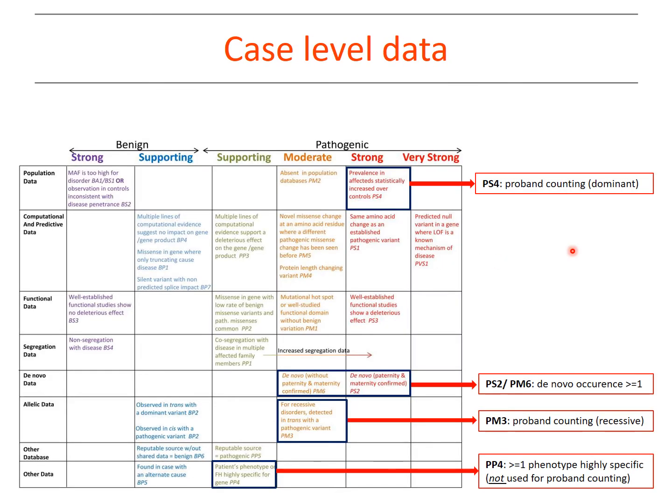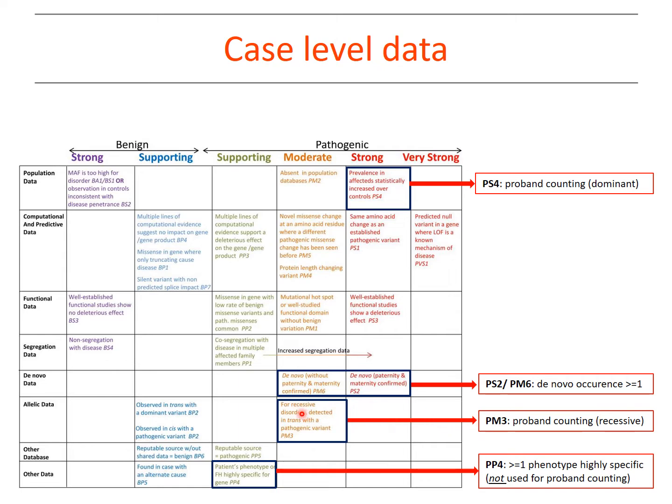Let's now take a look at case level data, and these are PS4, PS2, PM6, PM3, and PP4. So PS4 says the prevalence in affected is statistically increased over controls, and I will demonstrate it in a few seconds. So this should be used only for proband counting in a dominant setting. Okay, the example will follow in the next minute. And PS2 is the de novo criteria. So it says de novo without confirmation or de novo confirmed. In that sense, it's moderate, and it's strong evidence.